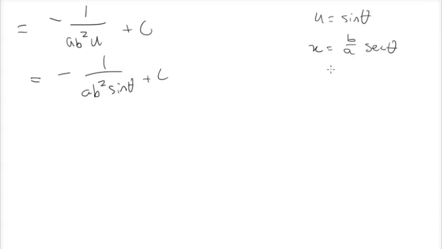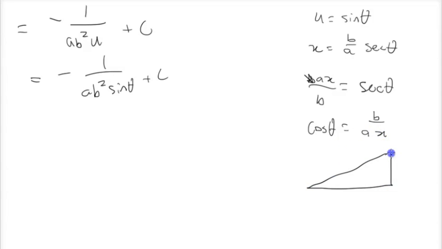Now, x is equal to b over a secant theta. And so we're going to do the thing with the triangle again. We're going to get ax over b is equal to secant theta. And secant is 1 over cosine, so cosine theta is going to equal b over ax. So when we think about this in terms of our right triangle, we've got theta here. Cosine is adjacent over hypotenuse. We're going to get the b down here, the ax over here, and this is going to be root ax squared minus b squared.